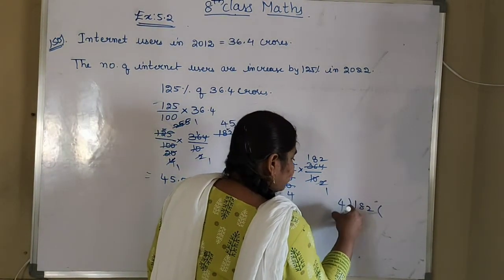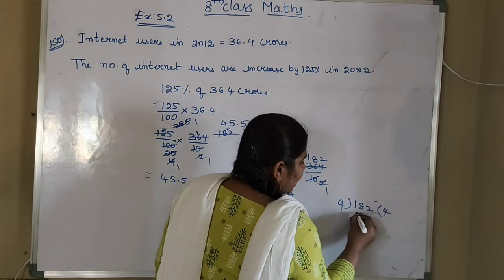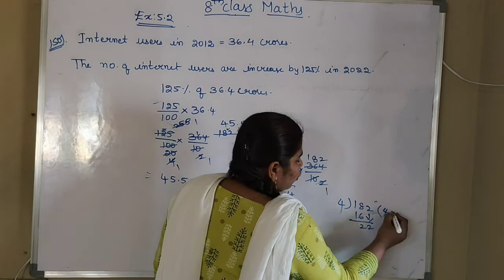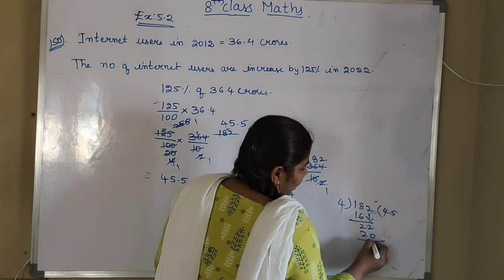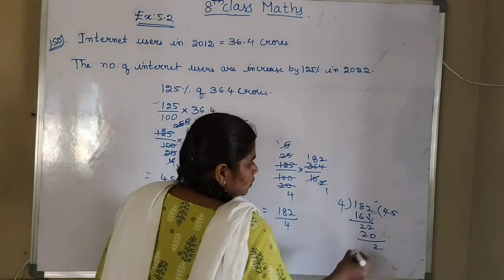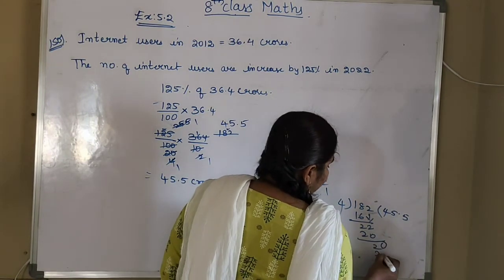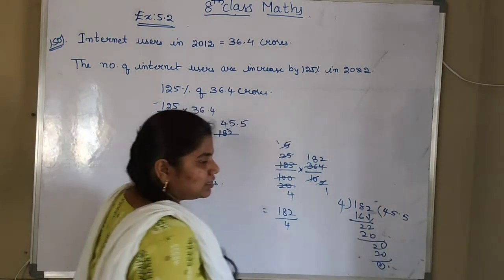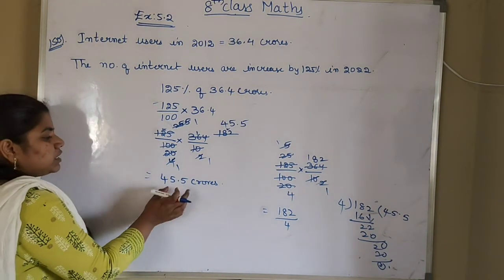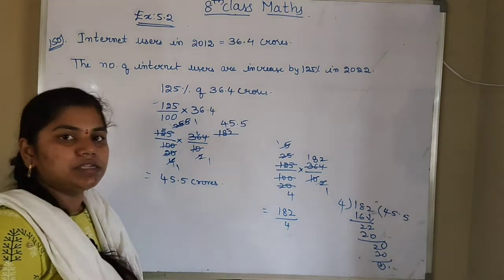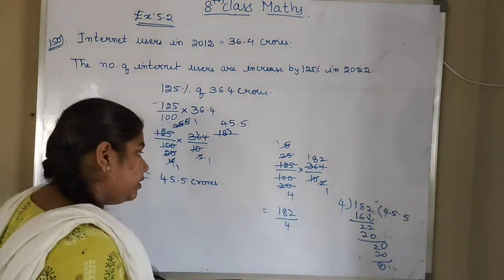182 divided by 4. 4 4s are 16. 2 will be remaining. Bring this 2 down. 4 5s are 20. Again 2 is there. So 4 5s are 20. So you got the remainder as 0. So how much did I get? That is 45.5 crores. So how many internet users are there after 10 years?